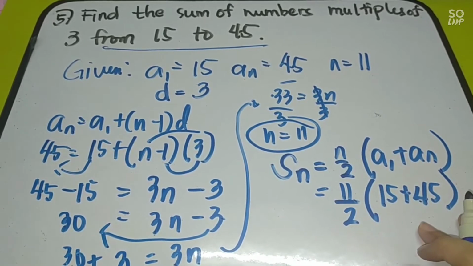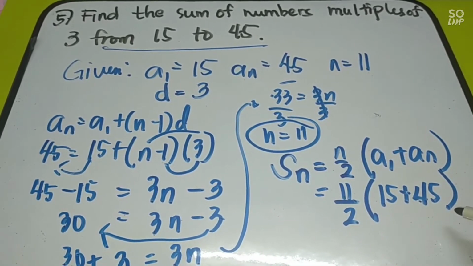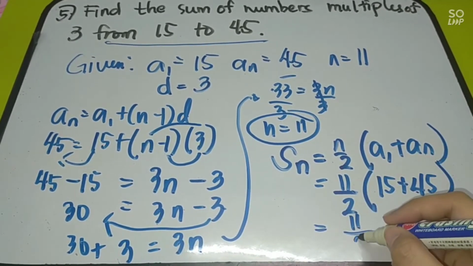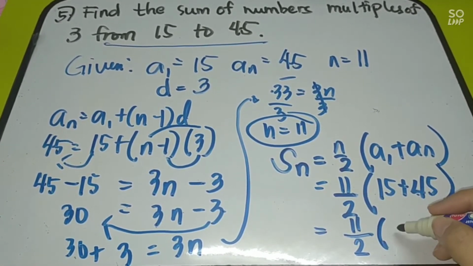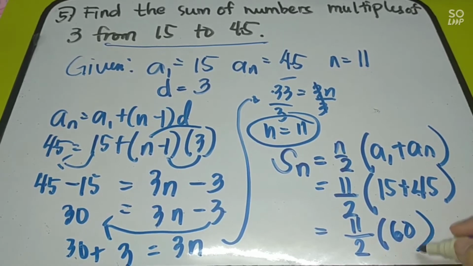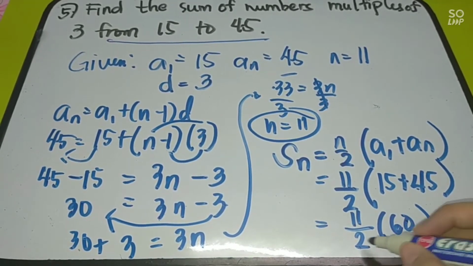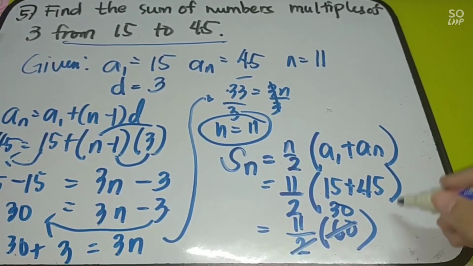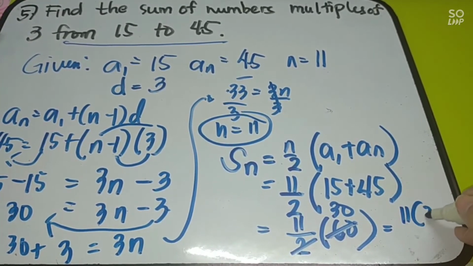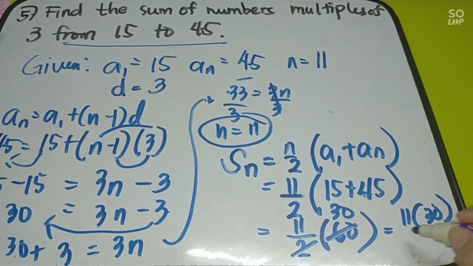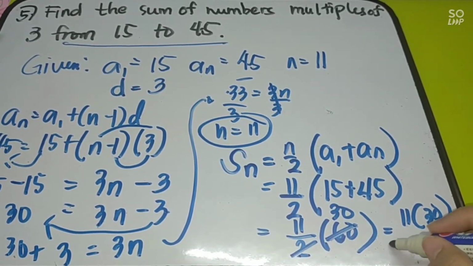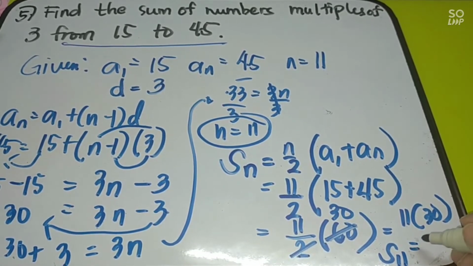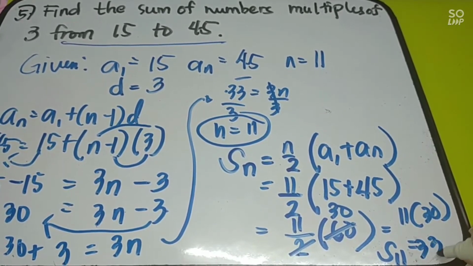Just add it. 15 plus 45, the answer is 60. So, just copy this one kasi hindi mo siya pwedeng i-divide na. Times 60. Tsaka ka mag-cancellation. Si 60 at tsaka si 2, divisible. So, ito magiging 30. So, this one becomes 11 multiplied by 30. 11 times 30, the answer here is S sub 11. Answer is 330.